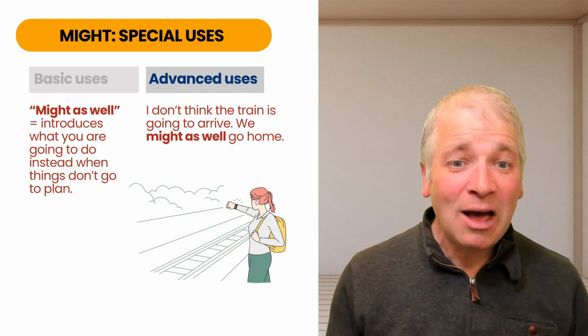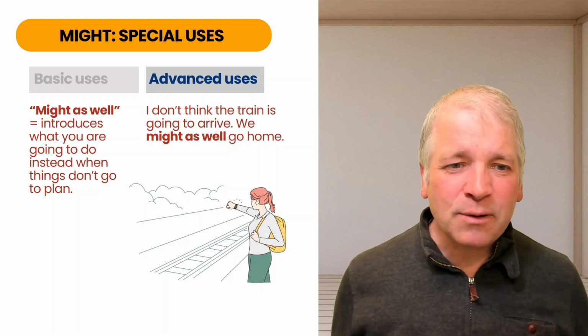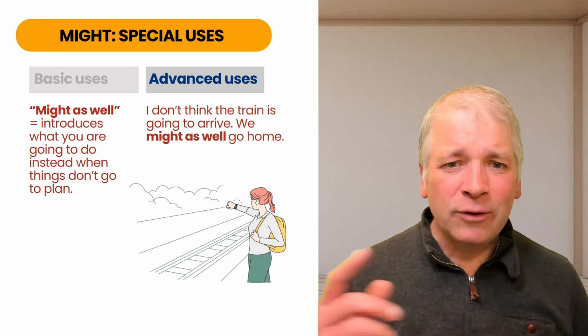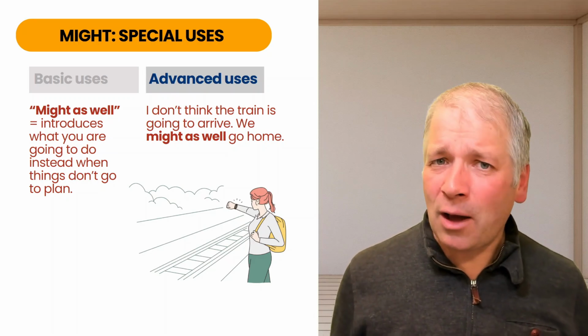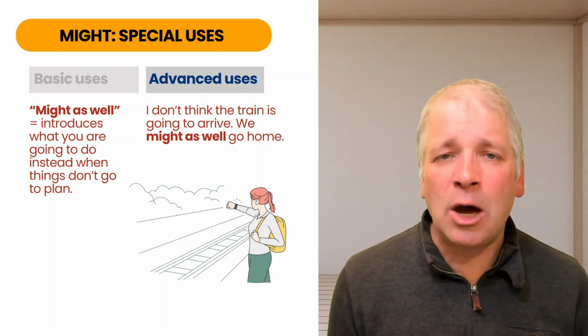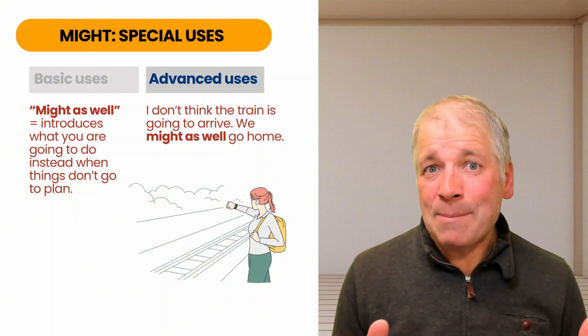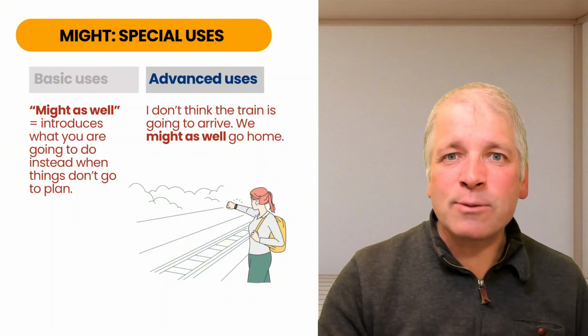So she thinks, I don't think the train is going to arrive. And because of that, she thinks, well, what am I going to do? Well, we might as well go home. There's no point waiting. The train is so late. We don't know it's coming. So let's do something else instead. And we can summarize that meaning by saying we might as well.